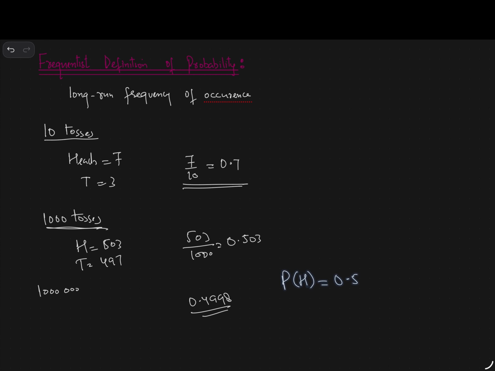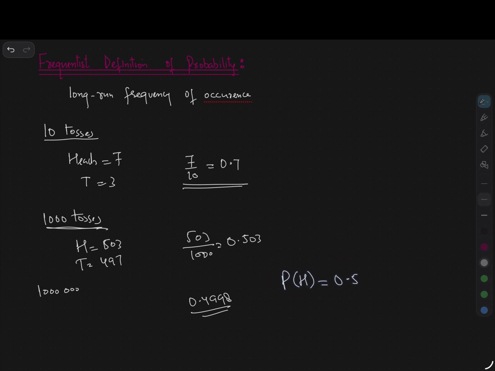When we toss the coin 10 times, we got the frequency as 0.7, but that doesn't mean the probability of getting heads is 0.7. Now, when we repeated the experiment many times, the frequency of getting heads gets closer to 0.5. That is why we say that probability of getting heads is equal to 0.5 in the long run.